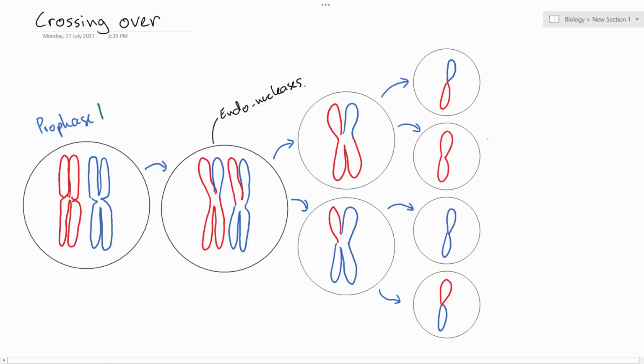We've got some untouched or unchanged, so all red, no crossing over chromosomes, which we call parental chromosomes. And that's also the same here. Whereas we've got some where crossing over has occurred, so we term those recombinant DNA or recombinant chromosomes.